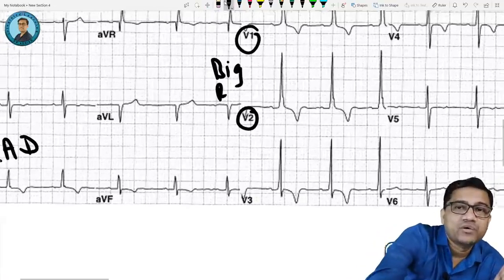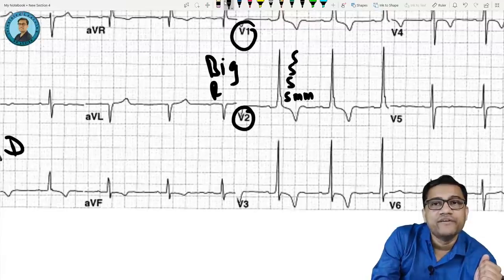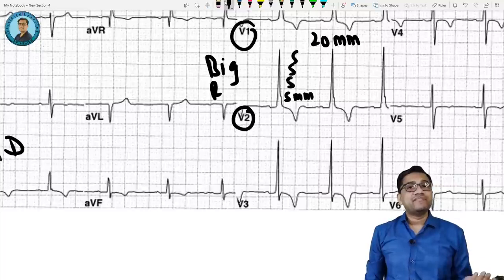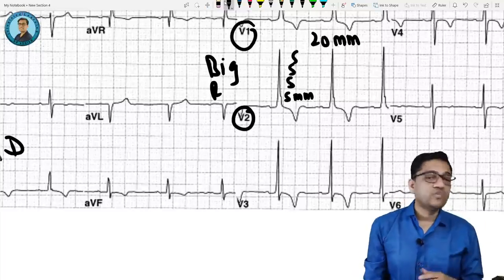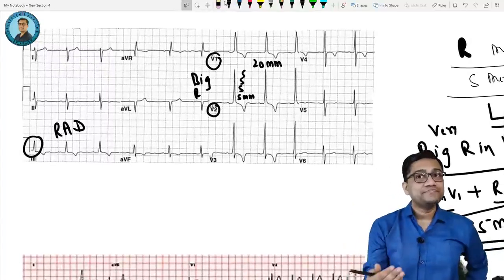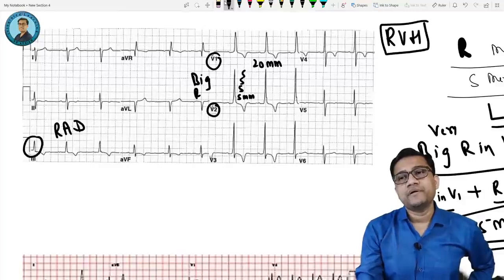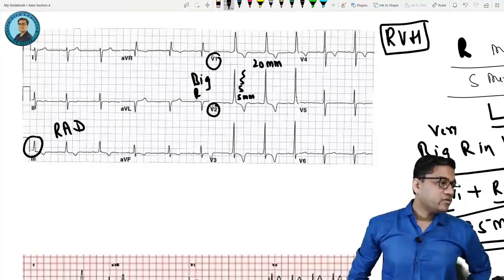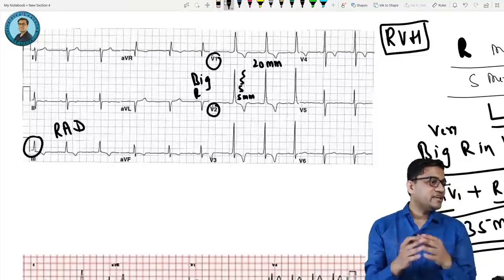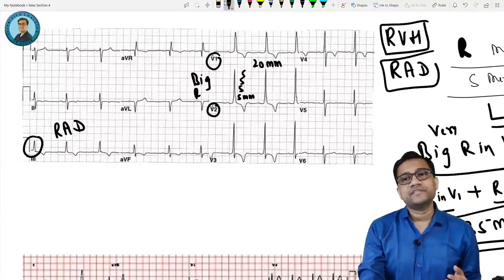What are the boxes? Let's count. Okay. So, this is 5 boxes, so 5 mm. 5, 5, 5. It is almost 20 mm. What are the criteria? Just 7. It is more than 20. So, what is the diagnosis of this ECG? Yes, right ventricular hypertrophy. Very good. Right ventricular hypertrophy with which axis? With right axis deviation. Easy.